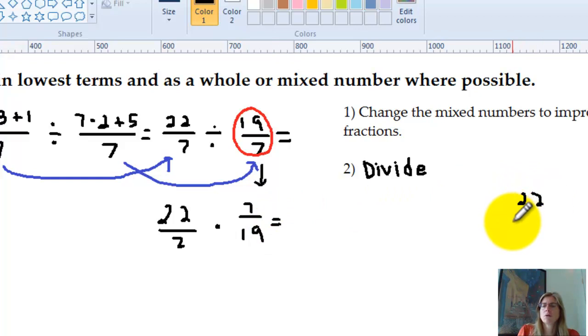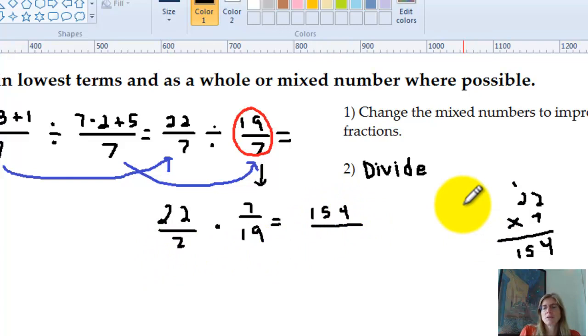22 times 7 is 7 times 2 is 14, carry your 1. 7 times 2 is, now let's make that a times sign. 7 times 2 is 14, that's plus the 1, so that's 15. We have an answer of 154 divided by 2 times 19, which is 9 times 2 is 18, carry your 1, 2 times 1 is 2, plus 1 is 3, 38.